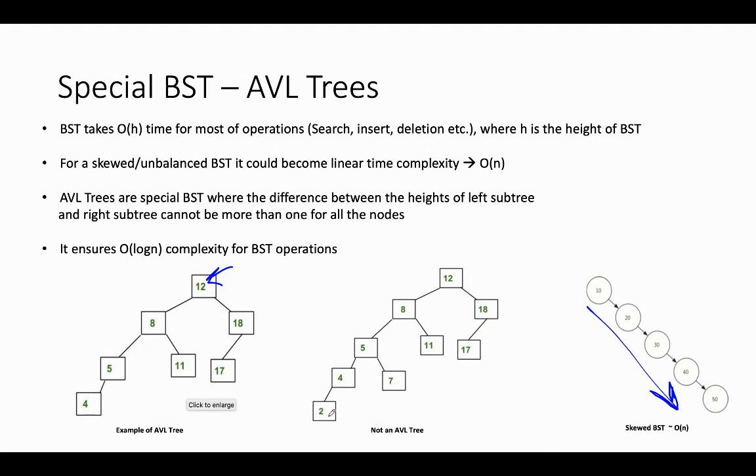If you look at this second tree, this is not an AVL tree, because at the root node, the height of the right subtree is 2, and the height of the left subtree is 4. So the height difference is more than 1, and this is not an AVL tree. That's why AVL trees are useful: they help us achieve logarithmic time complexity for tree operations.